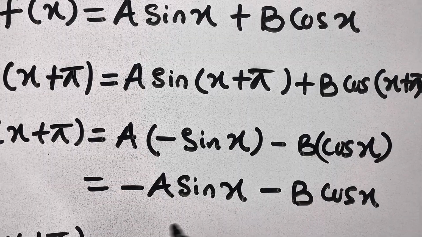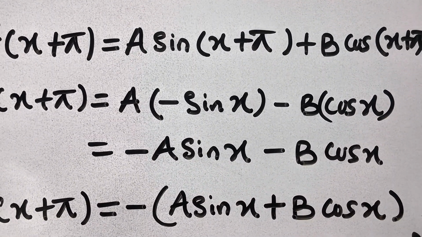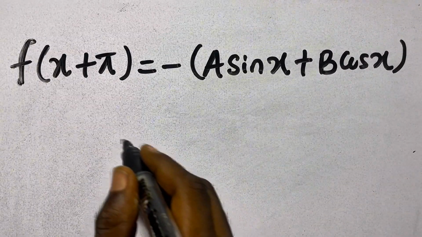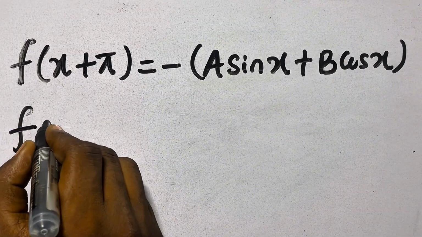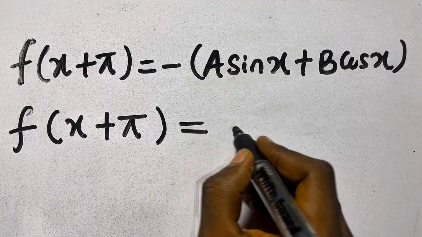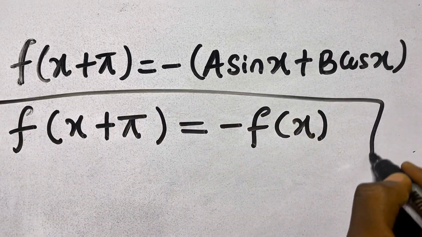So therefore we have f of x plus pi equals, we have a negative in common, so we just factorize minus out, so that we have minus a sine x plus b cos x. All right, so this is what we have. So if you have this expression, we have f of x plus pi equals minus f of x. So this is our answer.